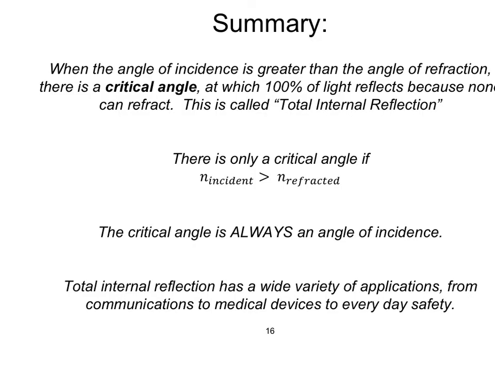In summary, when the angle of incidence is greater than the angle of refraction, there is a critical angle at which 100% of light reflects because none can refract. This is called total internal reflection. There is only a critical angle if the index of refraction of the incident medium is greater than the index of refraction of the refracted medium. The critical angle is always an angle of incidence. And finally, total internal reflection has a wide variety of applications, from communications to medical devices to everyday safety.